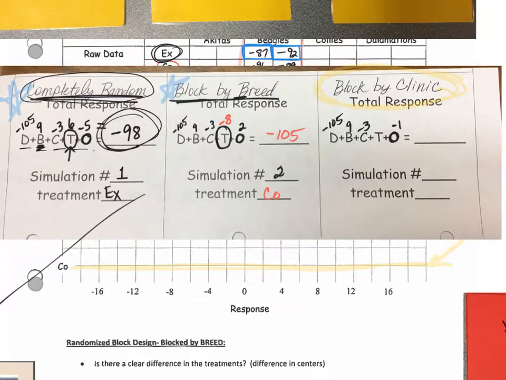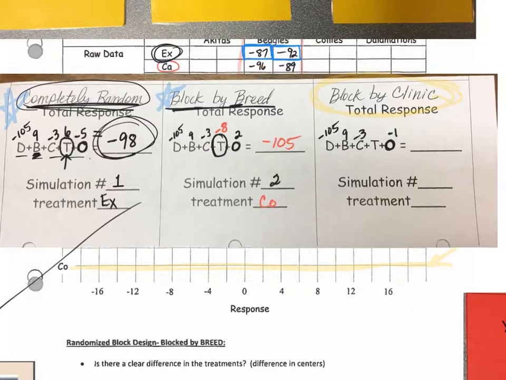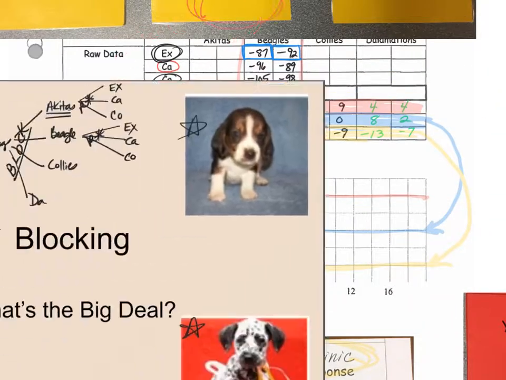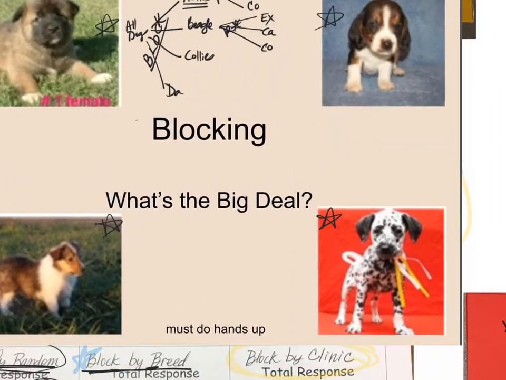Okay, so then we group by clinic. We block by clinic because we think the clinic might affect bone density loss. So here's how that design will look. We're going to take all of our dogs, and we're going to control the fact that you are in a particular clinic. So we will block to control that.